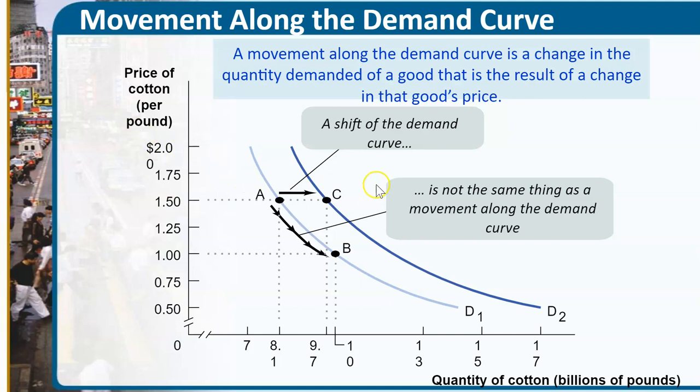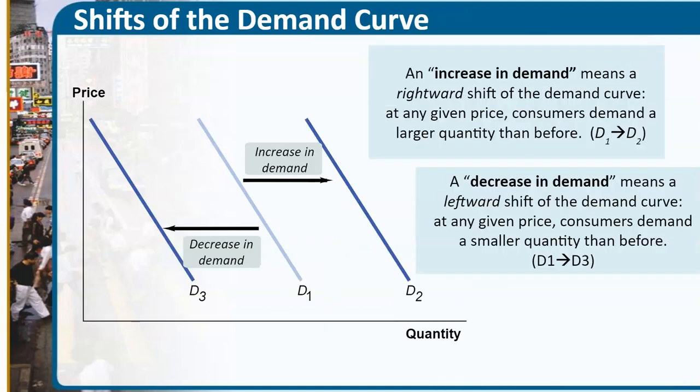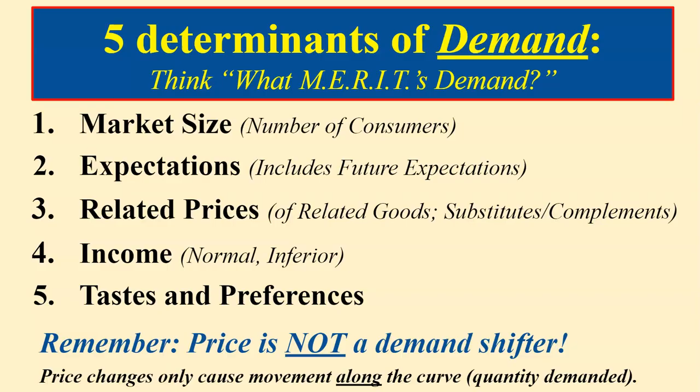Now, a shift of the curve is going to involve a number of factors, determinants of demand that we'll take a look at in a moment, with a mnemonic device to help with that. But a shift of the demand curve, or an increase in demand, is going to shift that curve outward or rightward. A decrease in demand is going to shift that curve leftward or inward. And the mnemonic that we use is "what merits a shift in demand." This idea of thinking what merits demand is going to be the driver here.